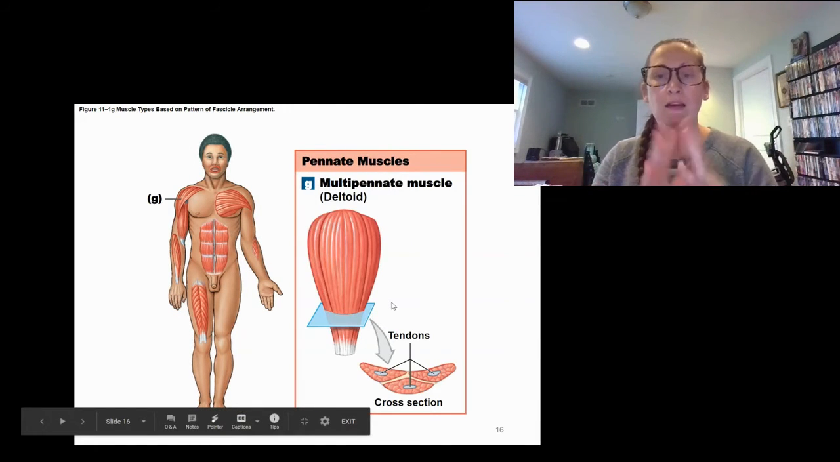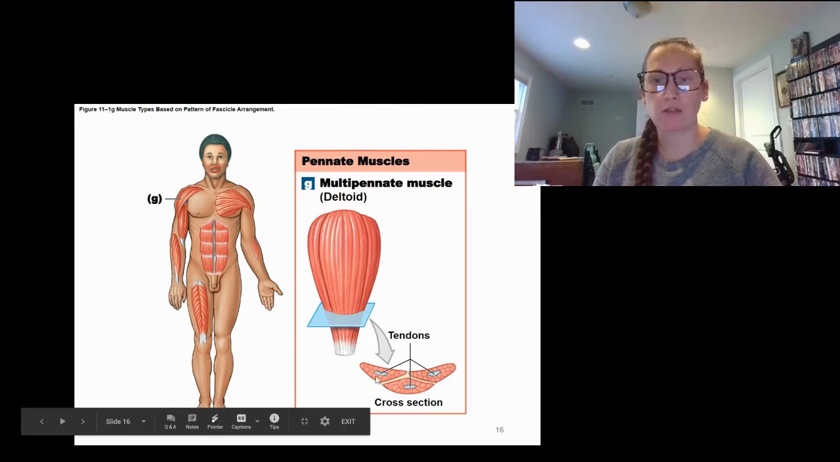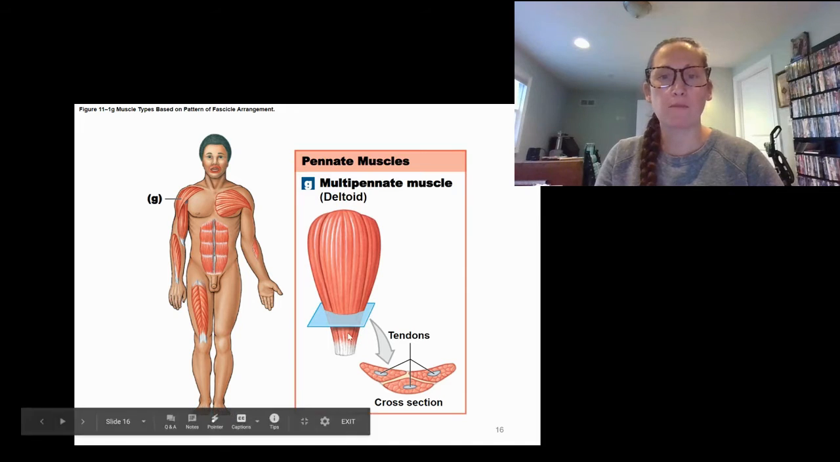Obviously, multipennate means we've got a lot going on. Essentially, we have several different sections of fascicles that are arranged in that kind of feather or leaf structure. And you can see in the cross-section here are three of those that are all put together. This is our deltoid, so that's our shoulder cap muscle. And then again, they are going to come down into our tendon here.